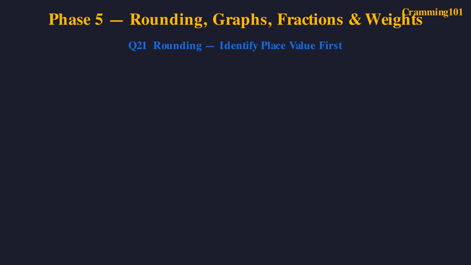In 4,850,000, the hundred thousands digit is 8. Since 8 is 5 or more, we round up. So Alinta gets 5 million.